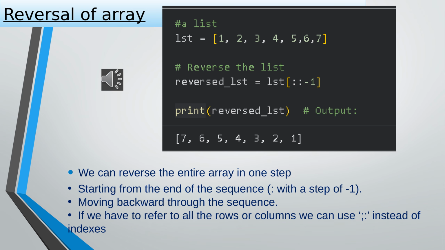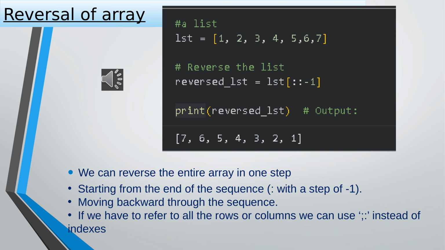We simply write reversed_list = list[::-1]. Let's understand what this notation means. The general slicing syntax is start:end:step. In this example, both the start and end positions are left empty. This means Python automatically considers the entire list. The step value is -1, which tells Python to move backward through the sequence instead of forwards.